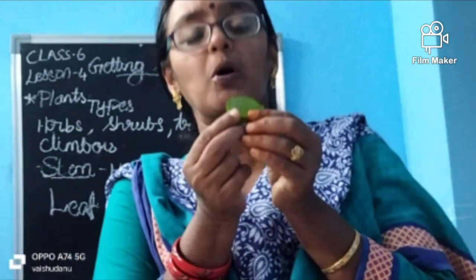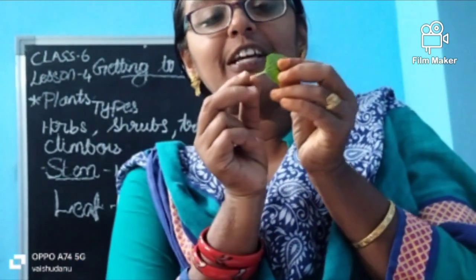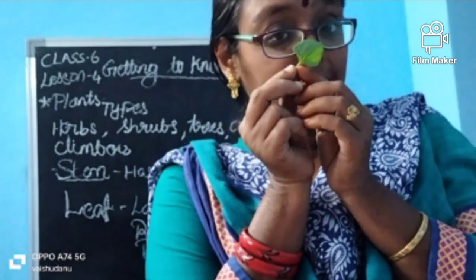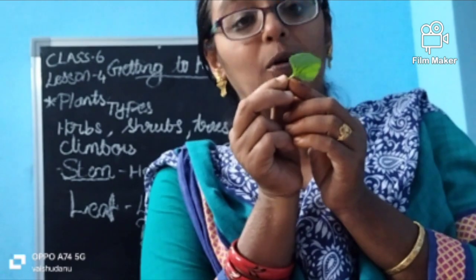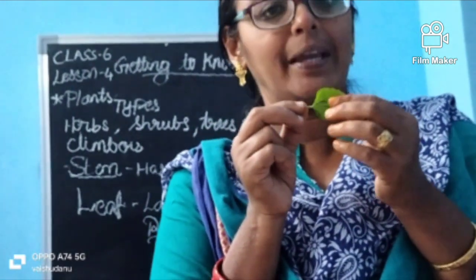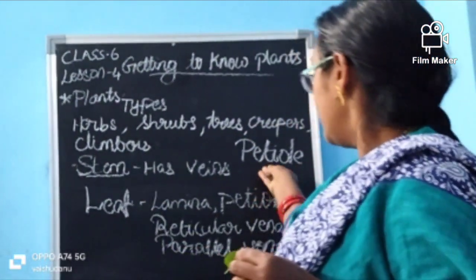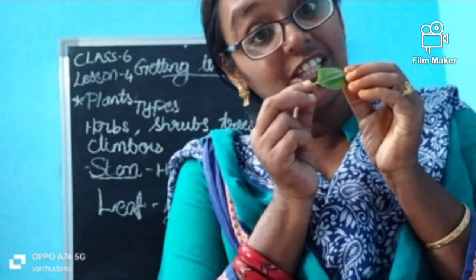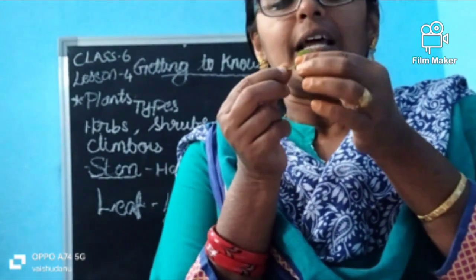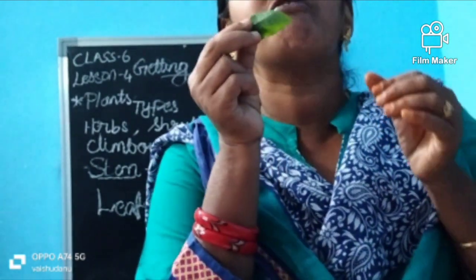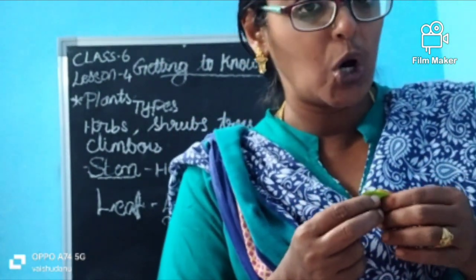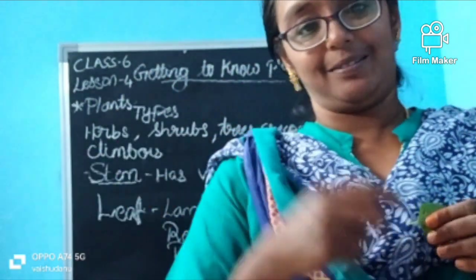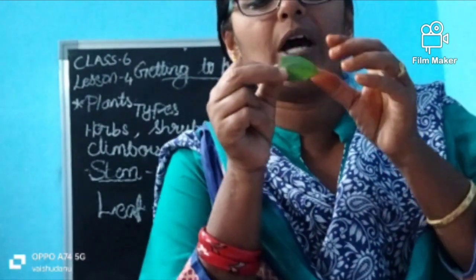See, ma, this is the small leaf which I have. The part by which the leaf is attached directly to the stem is called by what, ma? By a name called petiole. Petiole. With the help of the petiole, the leaf is attached to the stem. Then the leaf is the broad flat structure. It is called what, ma? Lamina or leaf blade.